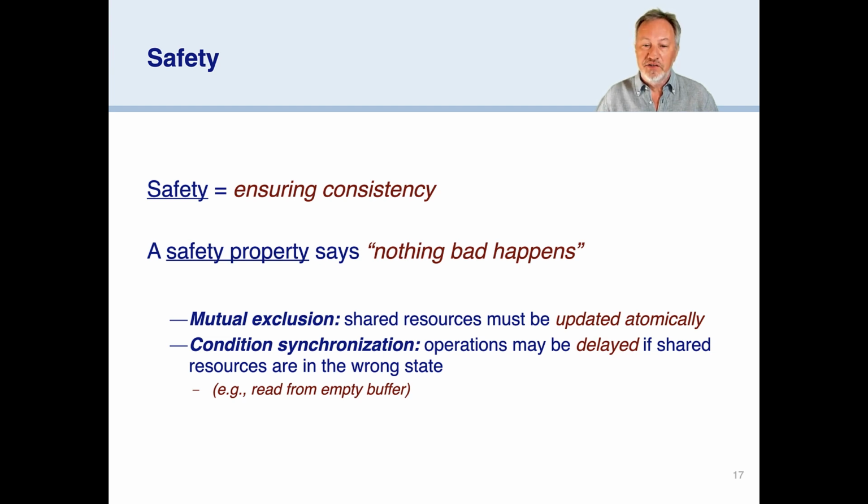The other is condition synchronization. So in this case, this is a tool that allows us to express what conditions should be true for us to access our resources. In particular, if the resource is in the wrong state, we may be delayed. The classic example that we'll see, and we'll see this multiple times, is suppose that I have a process that wants to read from a buffer and another process that's writing into that buffer. So this is like a queue of messages that are being sent from one process to another.